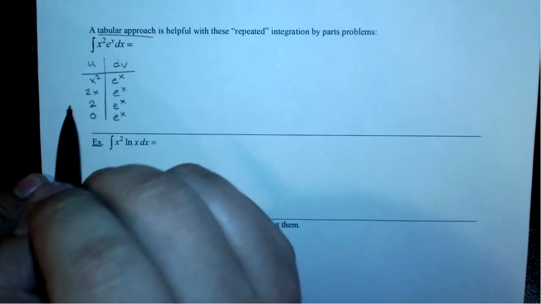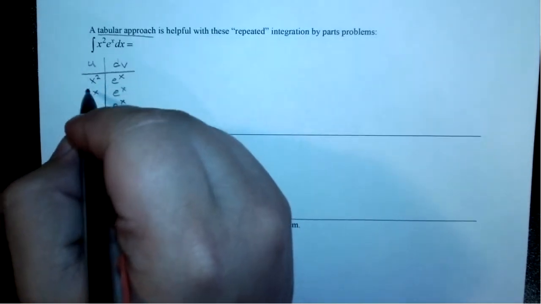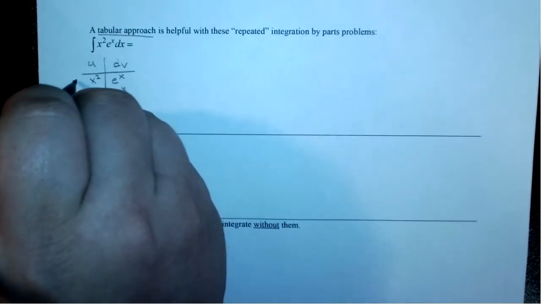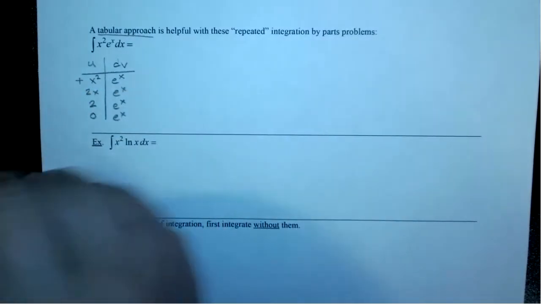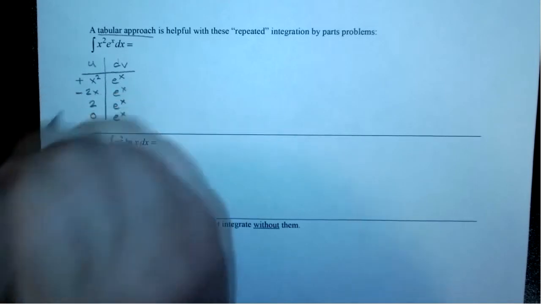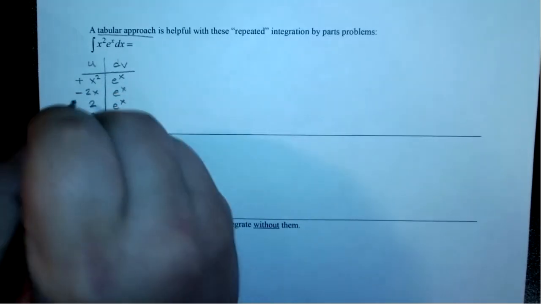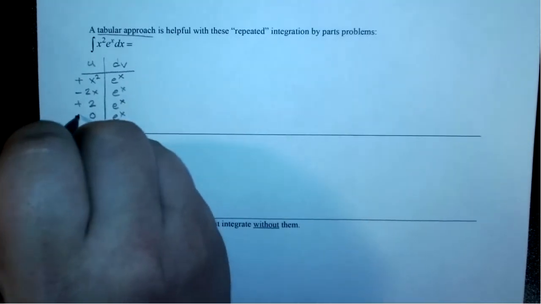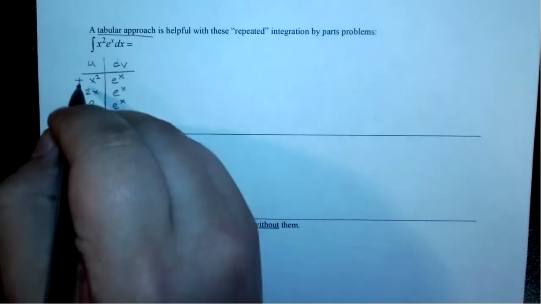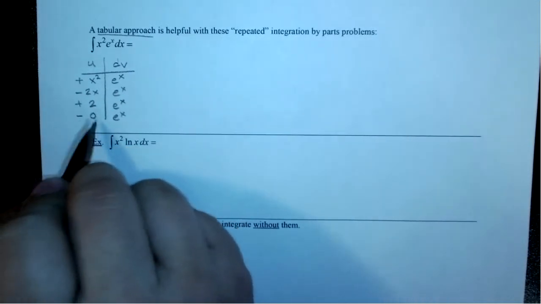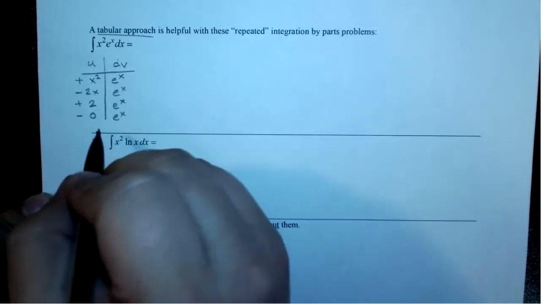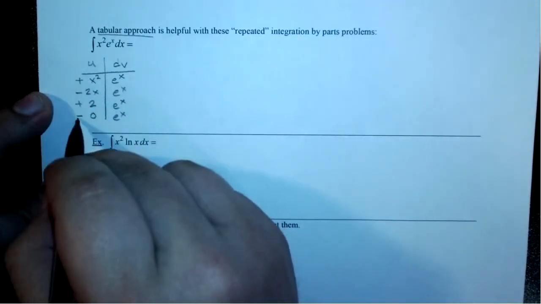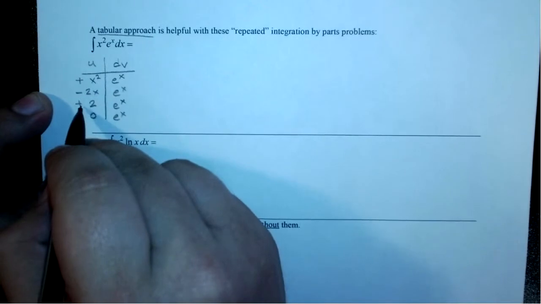So you're going to change the sign, alternating each one, and you're going to start with a positive. So the first one will be a positive x squared. Your second will be a negative 2x. The third one will be a positive 2. And your last one will be negative. So you just alternate the signs. There's no such thing as a negative 0, really, but just out of habit: positive, negative, positive, negative.